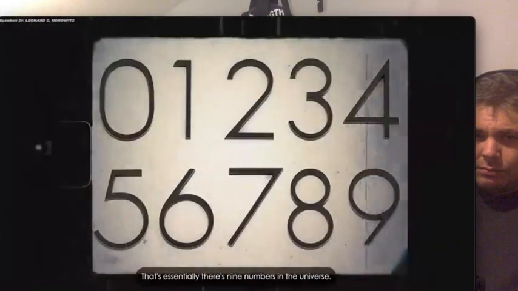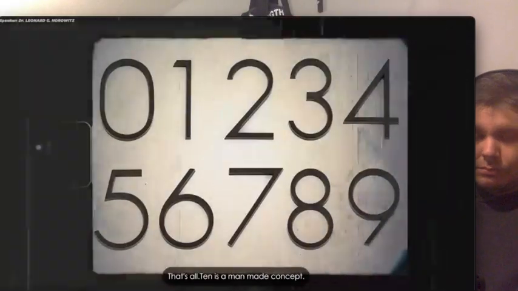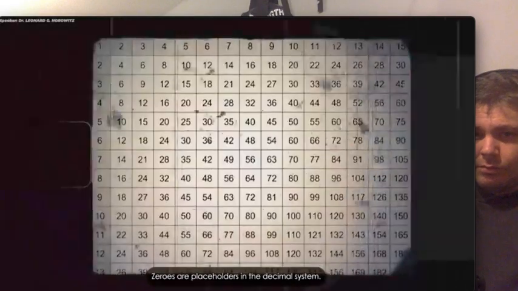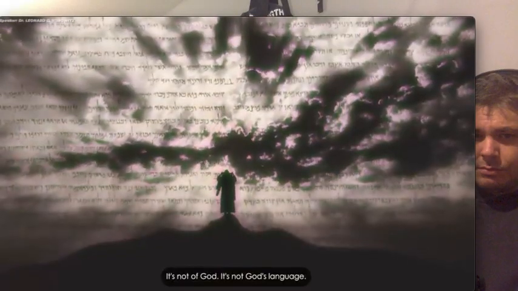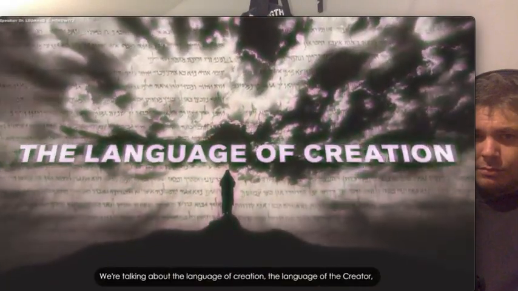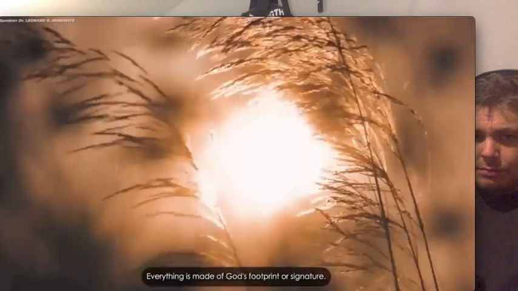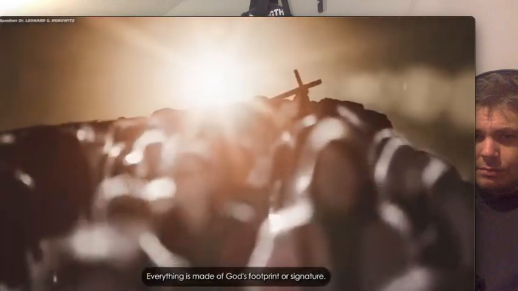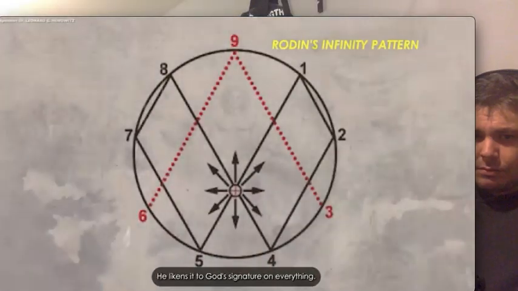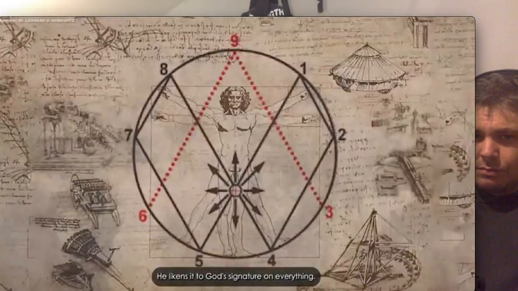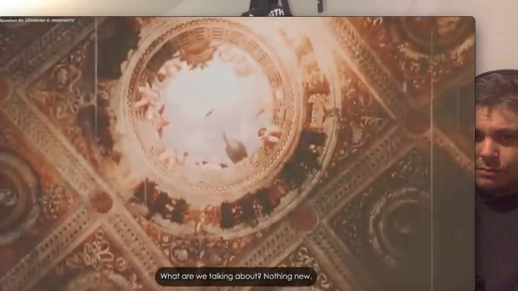That's essentially, there's 9 numbers in the universe, that's all. 10 is a man-made concept. Zeros are placeholders in the decimal system. It's not of God, it's not God's language. We're talking about the language of creation, the language of the Creator. Everything is made of God's footprint or signature, and that's what this is. This is Rodin's infinity pattern. He likens it to God's signature on everything. What are we talking about?